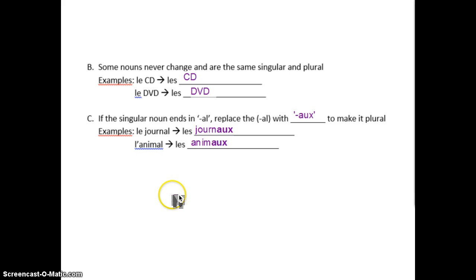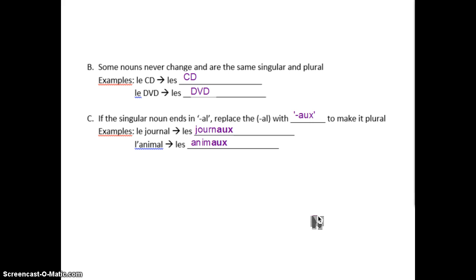This last one is a point that is totally new to us. We haven't talked about this at all. And this is for words that end in the letters AL. Really in this section, the only one that you see is journal, and then they're starting to add the word for animal, which is animal. In those cases, when it ends in an AL, instead of just adding an S and making it journals, essentially, they actually change the AL to an AUX.